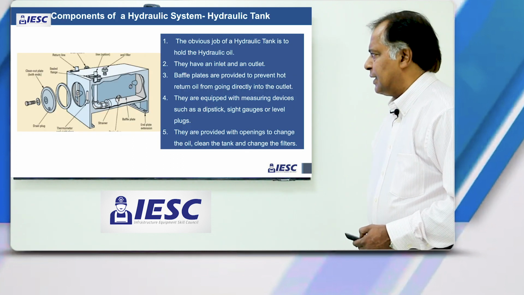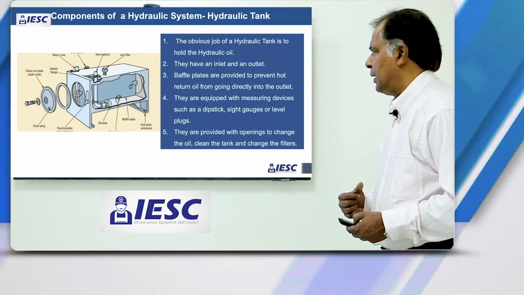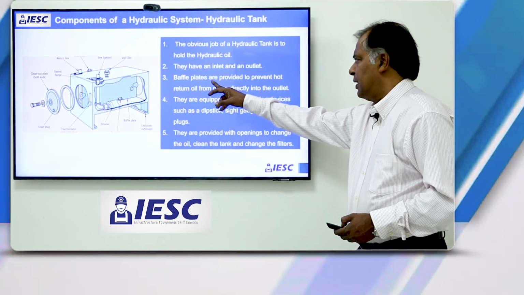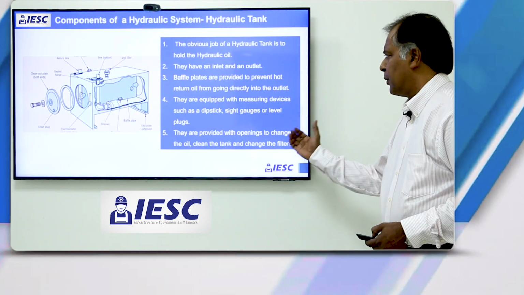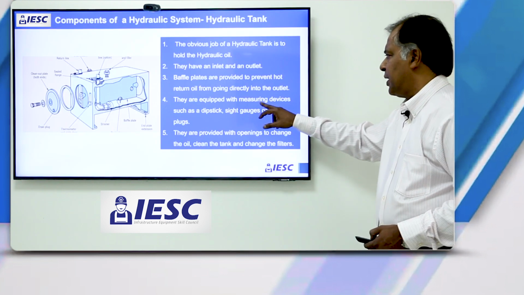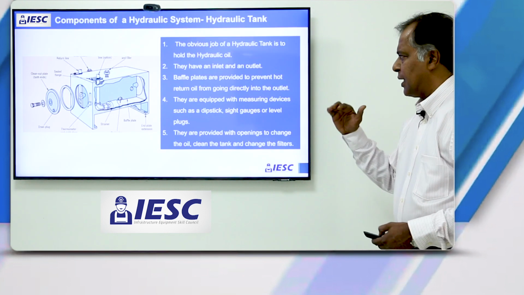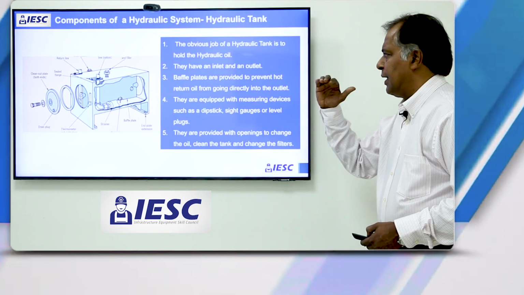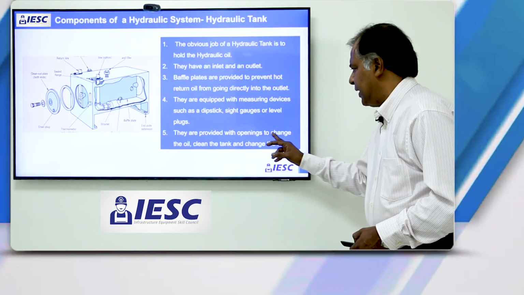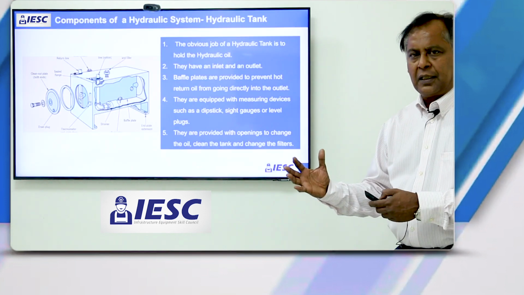The hydraulic tank, the primary purpose of it is to act as a reservoir for the hydraulic oil, and they have an inlet and an outlet. Baffle plates are provided to prevent the hot return oil from going directly into the outlet and into the system again. They are equipped with measuring devices such as dipsticks, side gauges, or level plugs, so that at any point in time you are aware of the level of oil within the reservoir. They are provided with openings to change the oil, clean the tank, and also change the filters periodically.